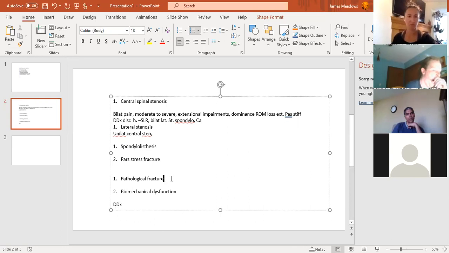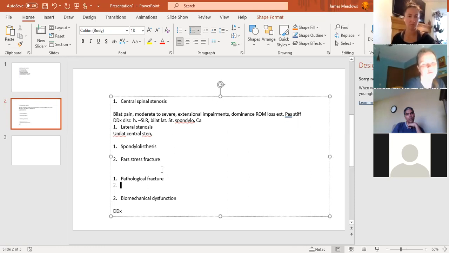Let's do this. Stress fracture. So torsion activity, mostly extension activities. Pain on torsion test and PAs, extension. What else looks like that?